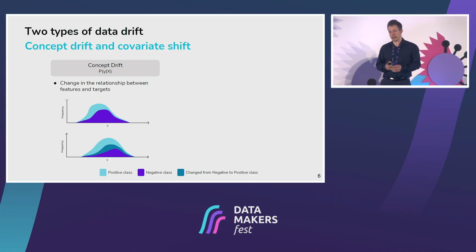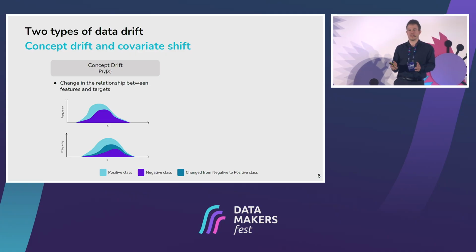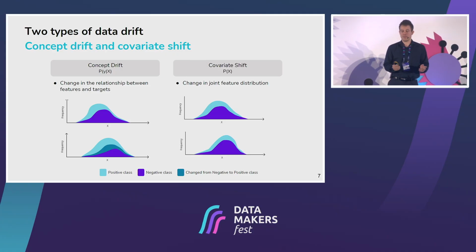First, we have concept drift. Concept drift is simply the change in the relationship between the features and the targets. So exactly what our model is trying to learn when you train a supervised machine learning model. Then we have covariate shift.